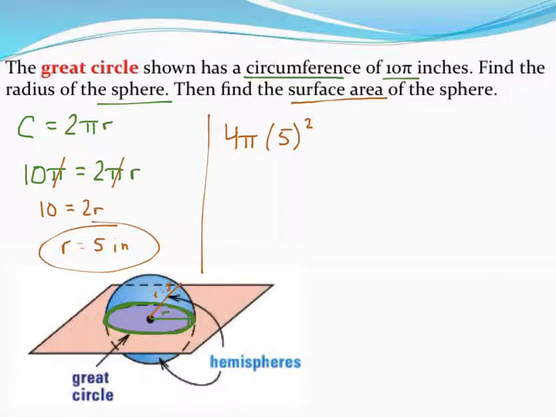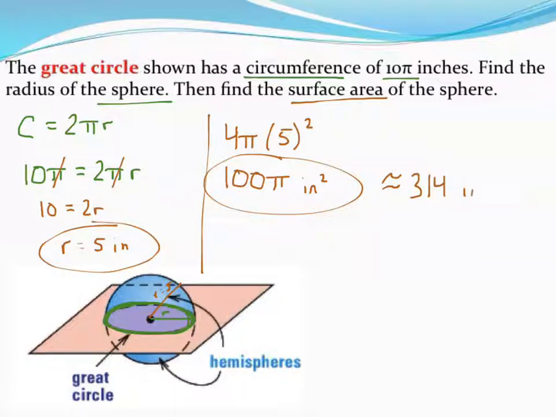So 5 squared is 25, times 4 gets me 100. My exact surface area of the sphere is 100 pi inches squared. That's my exact value. If I want the approximate one as well, I'd have to replace pi with 3.14, or whatever you want to use for pi. Multiplying 100 times 3.14 gets me an approximate surface area of 314 inches squared.